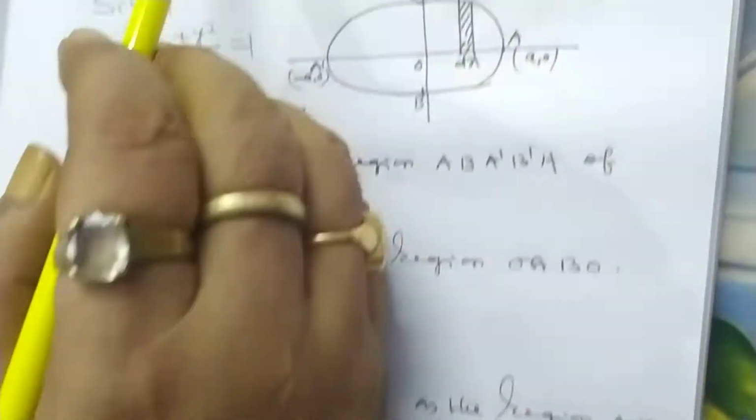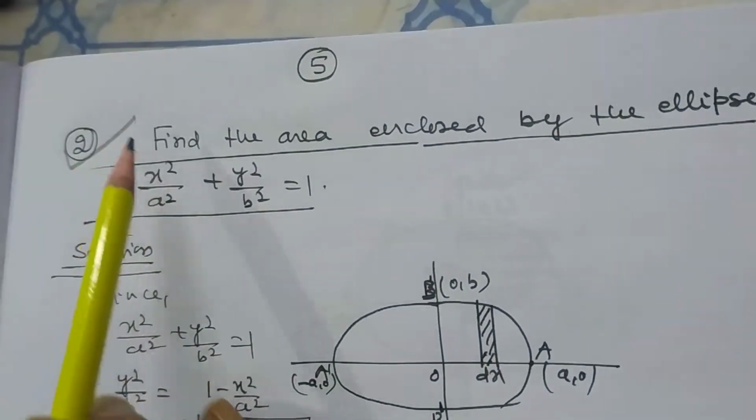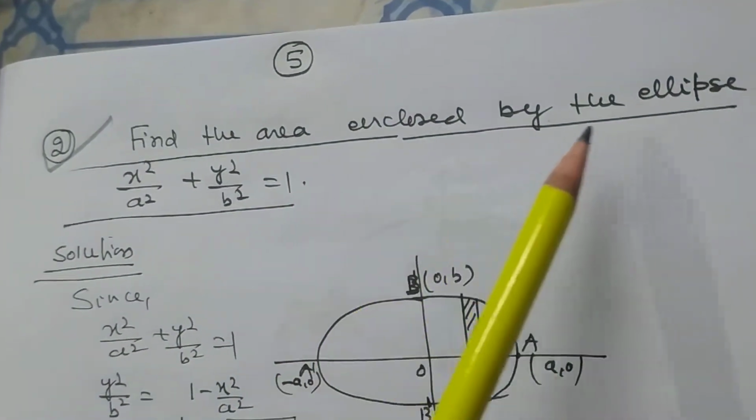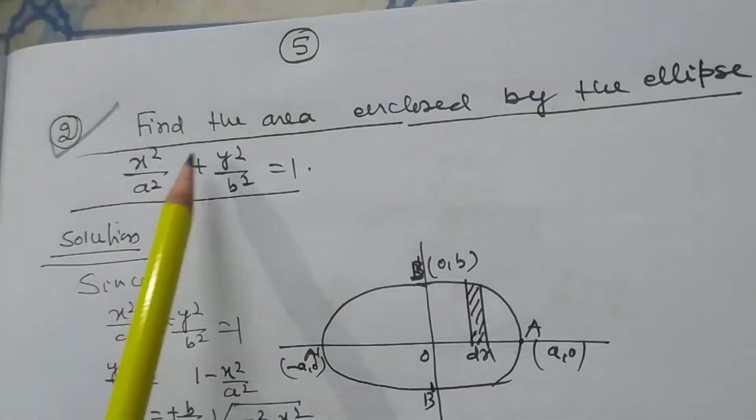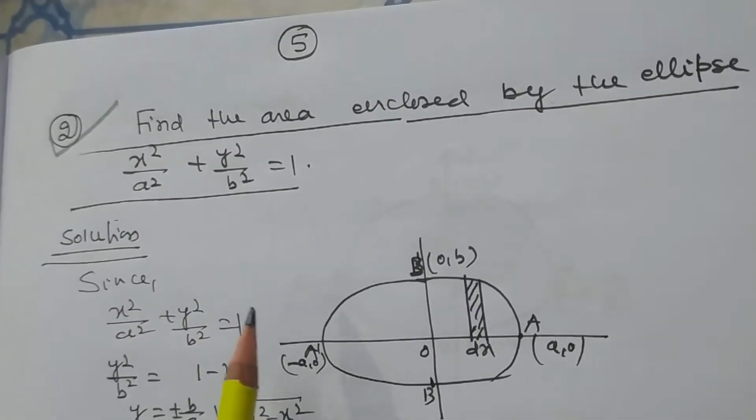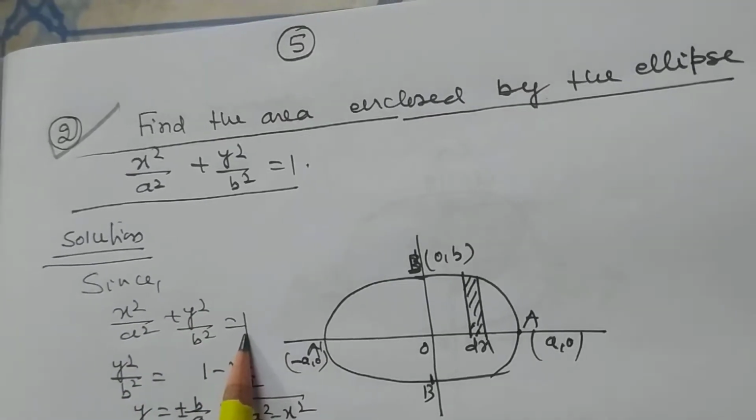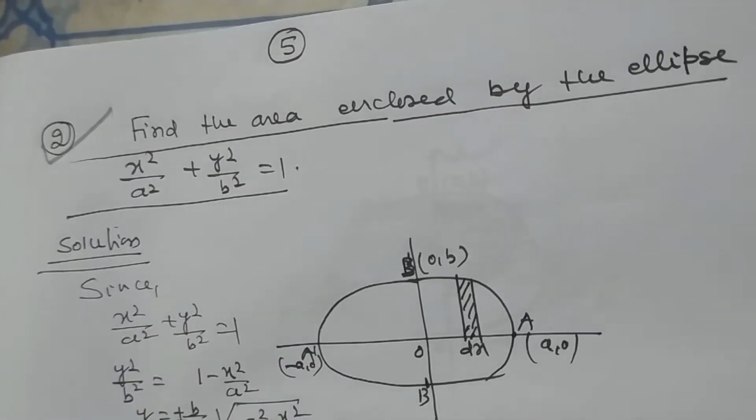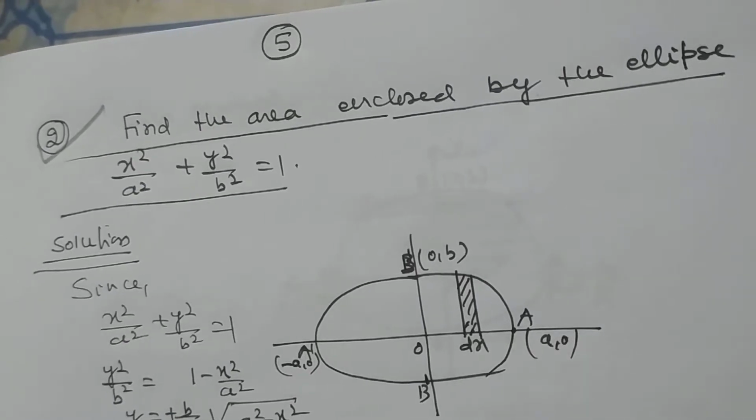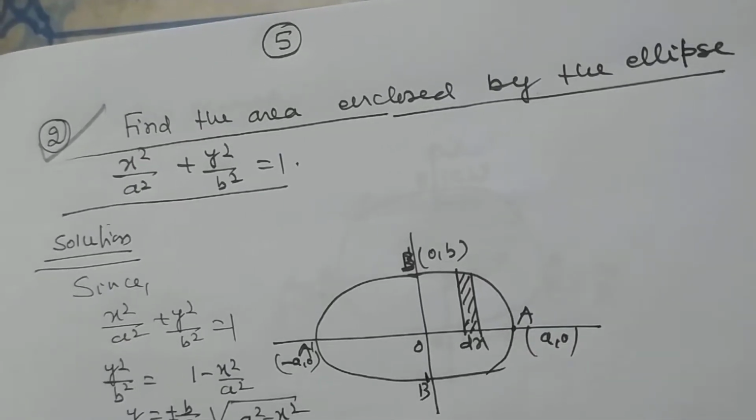So now I want to solve problem number 2. Find the area enclosed by the ellipse x square by a square plus y square by b square is equal to 1. Since x square by a square plus y square by b square is equal to 1, so y is equal to plus or minus b by a root over a square minus x square.